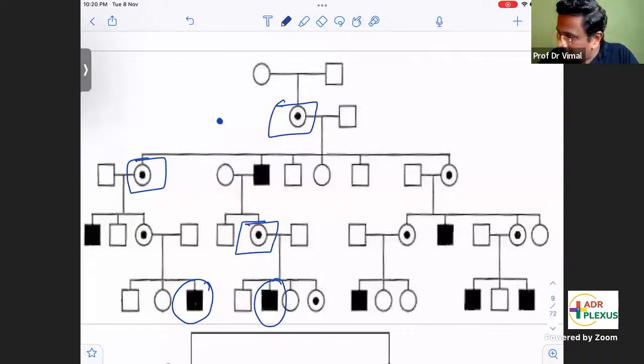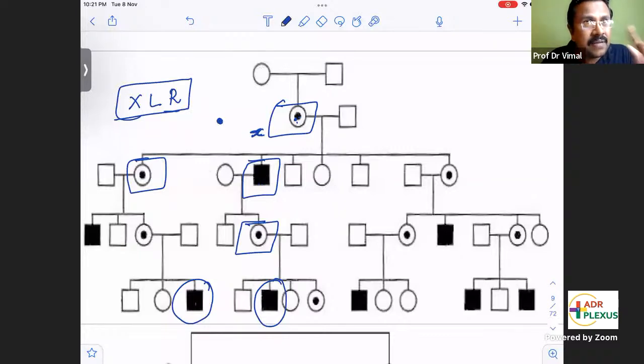Because the female gives the X chromosome to the son. The son receives the X chromosome only from the mother. Father gives only the Y chromosome to a son. The mother here has an X-linked recessive gene which she transmits to her son, so the son is affected by the disease. So this pattern of inheritance is called X-linked recessive. So females are carriers.